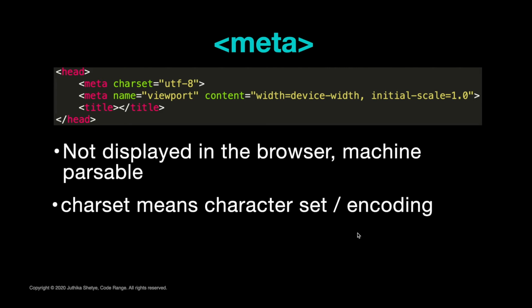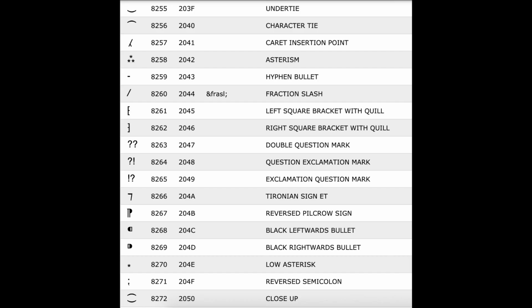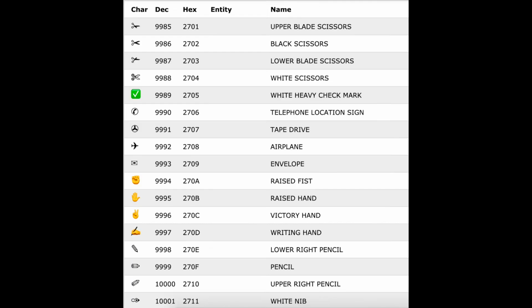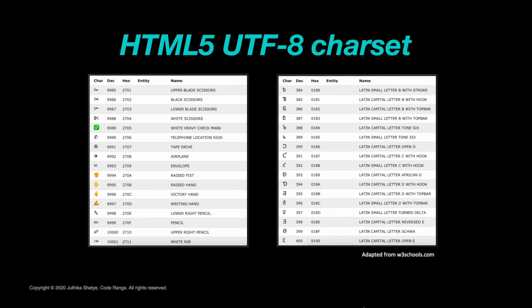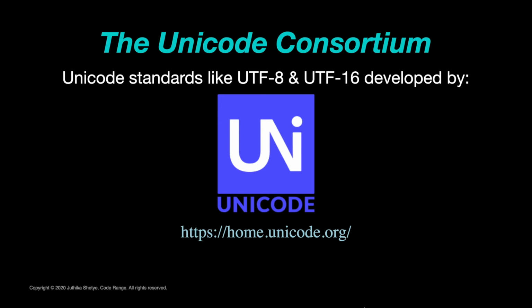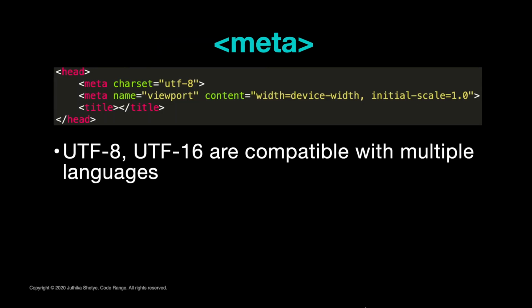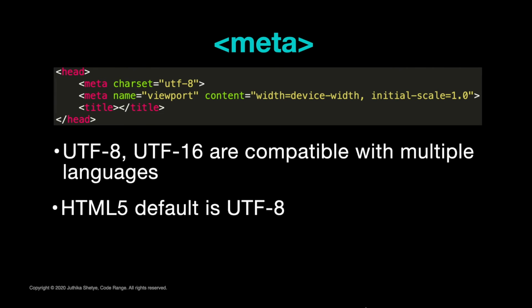Now let's talk about this charset attribute that we have written here in the meta element. To display an HTML page correctly, the browser must know what character set or encoding to use. What that means is, to display all the letters, numbers, punctuations and symbols in the world correctly on the browser, there are these Unicode standards like UTF-8 and UTF-16 which were developed by the Unicode Consortium. These standards are compatible with multiple languages. For HTML5, the default character encoding is UTF-8. So you don't need to worry much about it, just write UTF-8 every time.